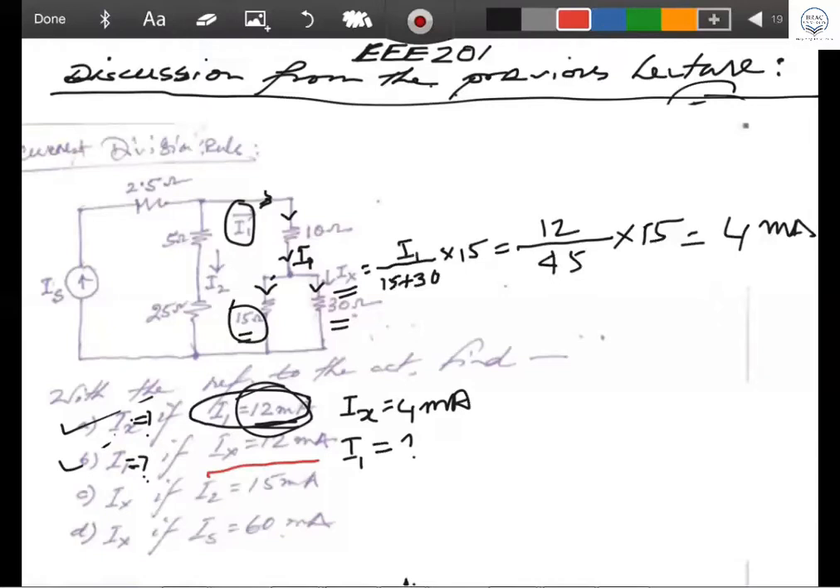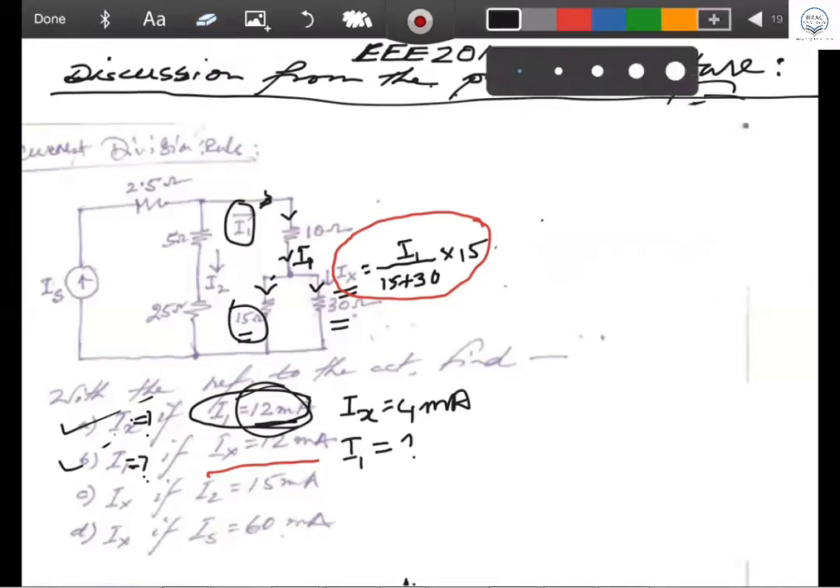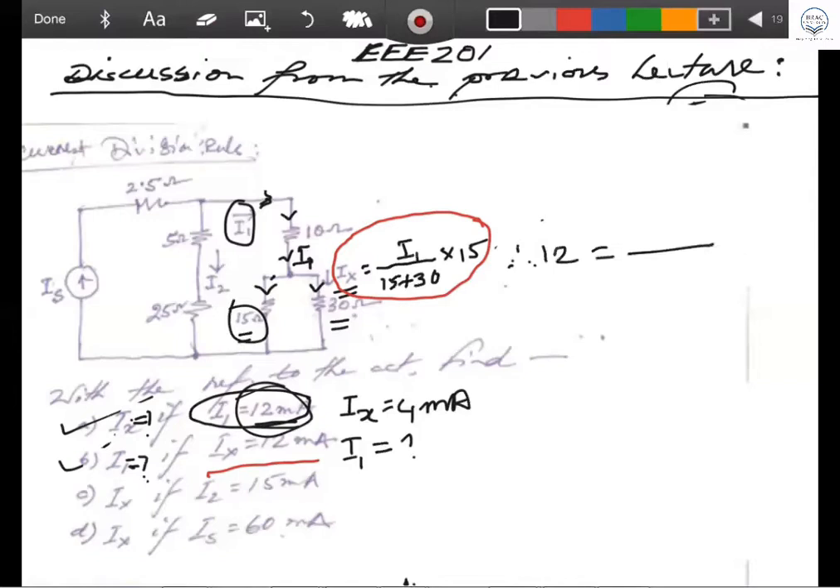So what you do is use the relationship between I1 and Ix. You should use the same equation which gives the relationship between Ix and I1. For the second problem, I'm going to wipe out this part. You use the same equation, but in this case you substitute the value of Ix. Ix is given here as 12 milliampere. So you put 12 milliampere equal to I1, which you have to determine, and this is 45 and this is 15. Same equation.